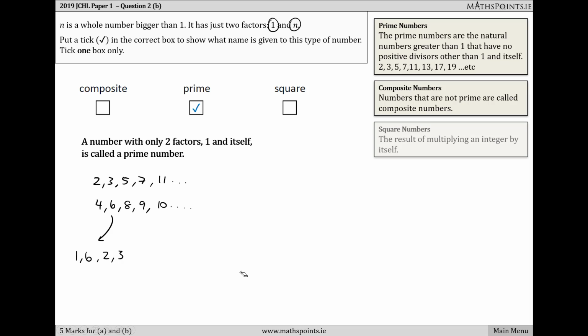A square number then is a number that has been found by multiplying an integer by itself. So for example, 1 squared is 1, 1 is a square number. 2 squared is 4, the number 4 is a square number. 3 squared is 9, 9 is a square number, and so on. As we go through all of the integers, we find all of the square numbers.